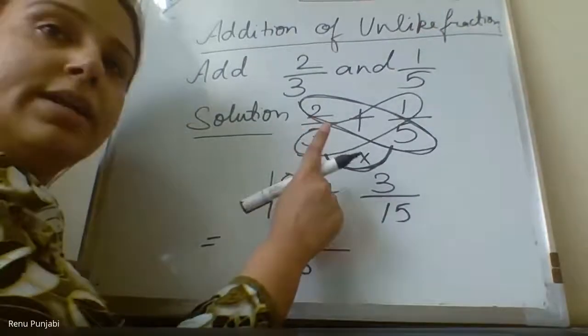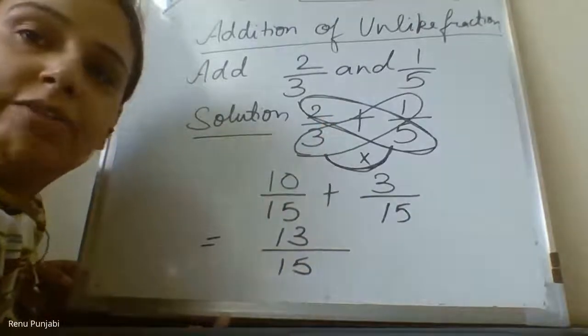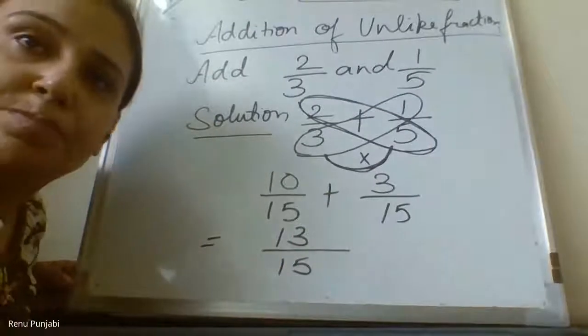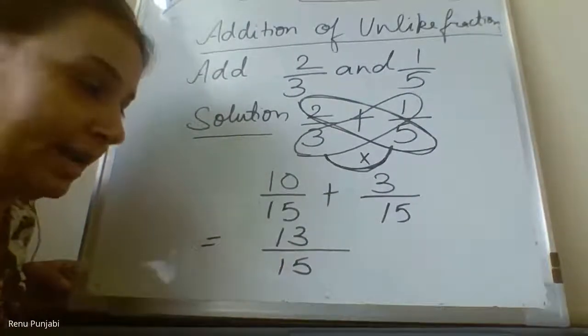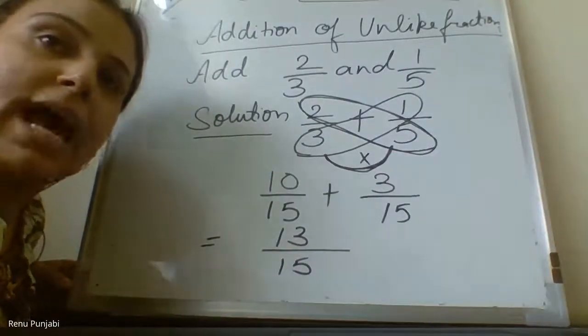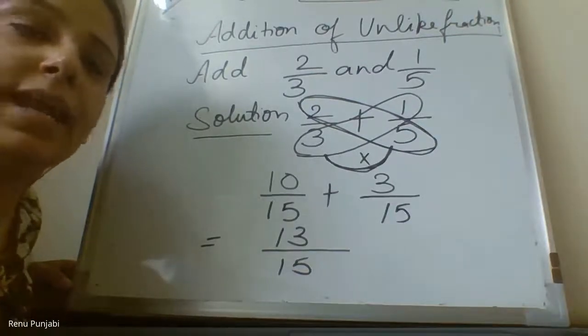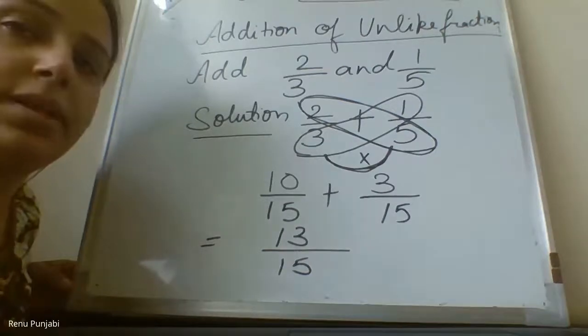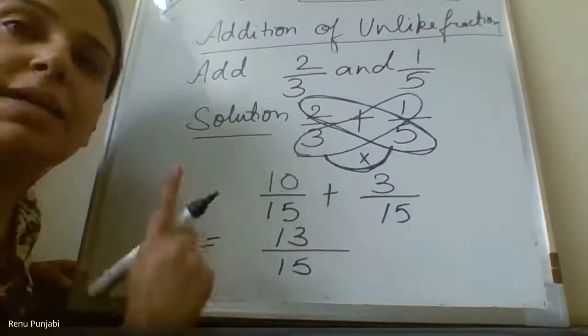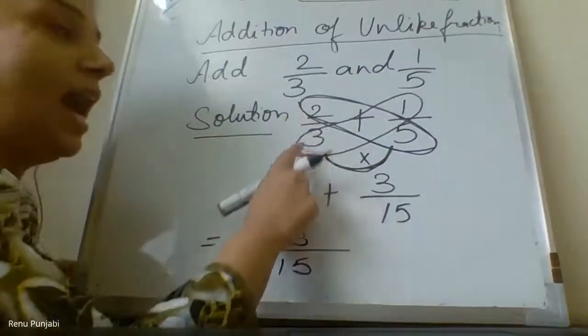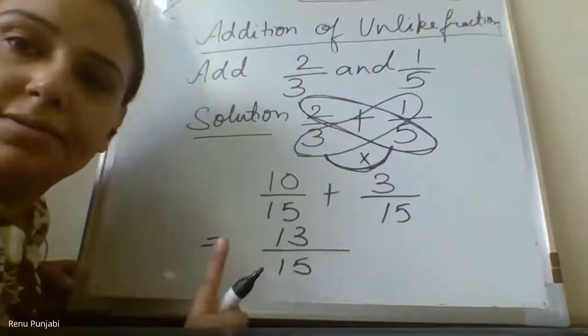So have you understood the butterfly method of adding when the fractions are unlike fractions? I hope you all are clear. Please start writing in your notebooks. And please remember, this butterfly method will only work when there are two fractions to add.